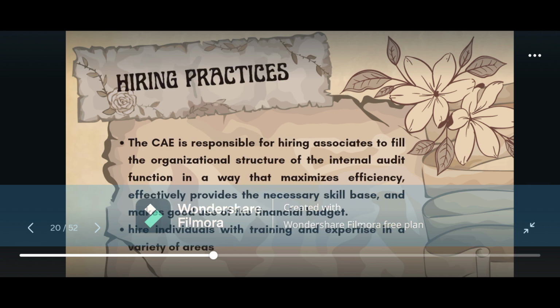Hiring practices. The CAE is responsible for hiring associates to fill the organizational structure of the internal audit function in a way that maximizes efficiency, effectively provides the necessary skill base, and makes good use of financial budgets. To do this, the CAE typically tries to hire individuals with training and expertise in a variety of areas, including financial accounting and reporting, IT, business operations, and applicable laws and regulations.